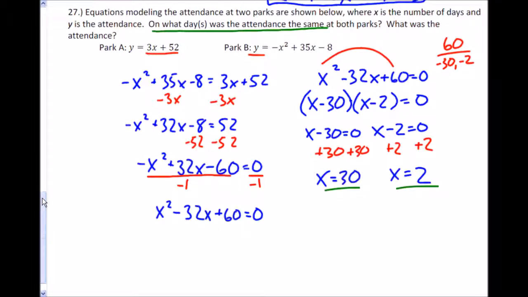However, it also asks me what the attendance will be, so I have to plug these back in. Okay, remember this is a system of equations, and a system of equations needs an x and a y value. Okay, so I'm going to plug the 30 in. Again, I'm going to use this first equation because it's easier. That gives me a 90 plus 52, which is 142. So that's the attendance on day 30, which can be expressed as the ordered pair 30, 142. And then I plug the 2 in. That gives me a 6 plus 52, which is 58. So that's the attendance on day 2, which is this ordered pair.